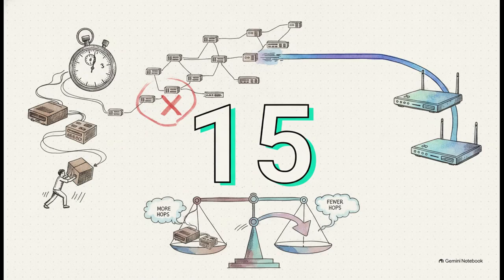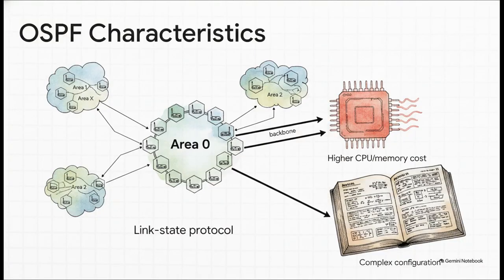Plus, RIP has zero awareness of link speed. Think about that. It will happily route your traffic over 3 ancient 56K modem links instead of a direct 10 gigabit fiber link just because it counts as fewer hops. Crazy, right? Now contrast that with OSPF, which is pretty much the enterprise standard.